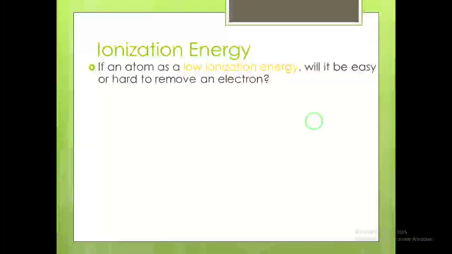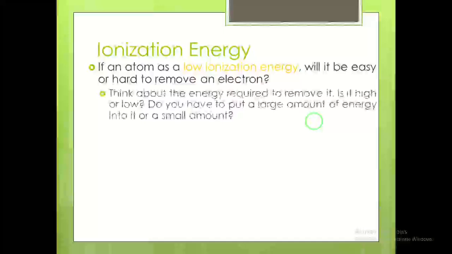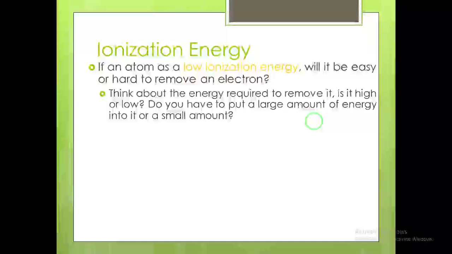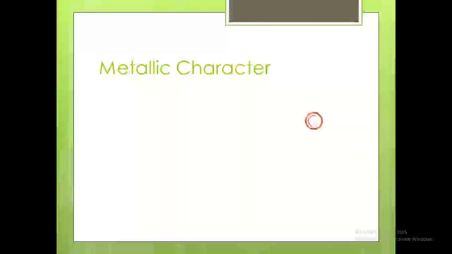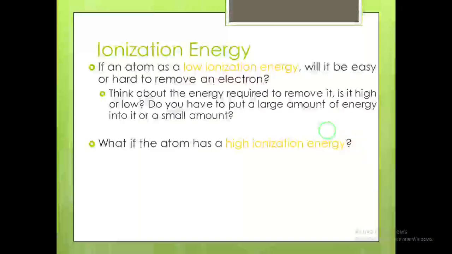Now, let us take this question. If an atom has a low ionization energy, will it be easy or hard to remove an electron? Think about the energy required to remove it. Is it high or low? Do you have to put in a large amount of energy or a small amount? What if the atom has high ionization energy? So let's answer those questions.